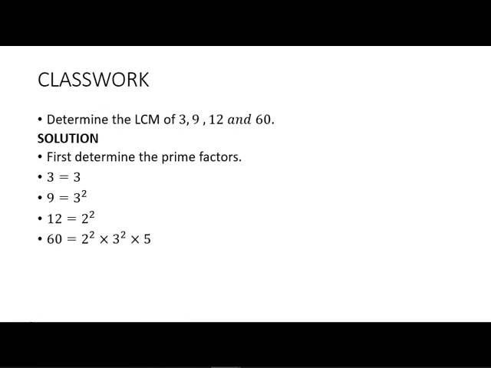3 is common. We are going to take only the highest exponent of 3, which is 2. In this case, only 3 to the exponent of 2 will be part of your LCM. 2 is also common, but we'll only take the highest exponent of 2, which is 2 squared. And obviously 5 is not common. That will be part of your LCM. Therefore, your LCM will be 2 squared multiplied by 3 squared multiplied by 5. And that will simply give you 180.